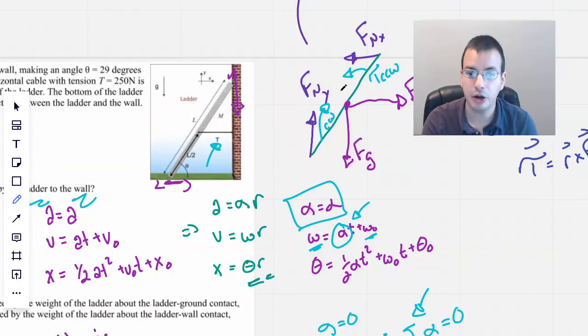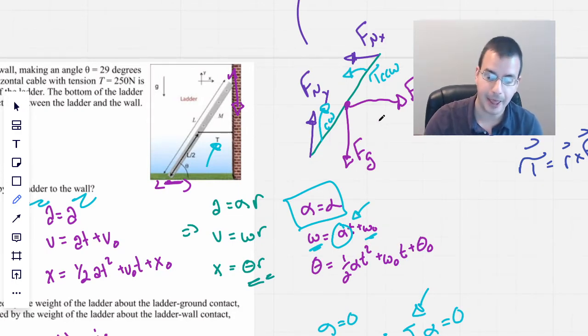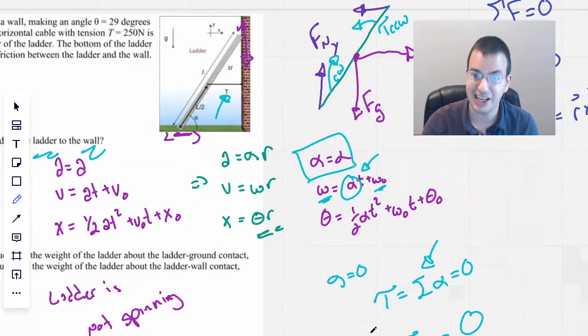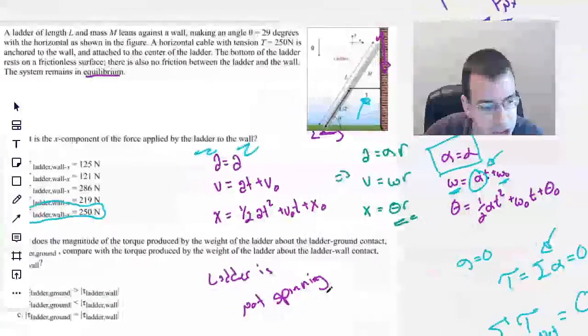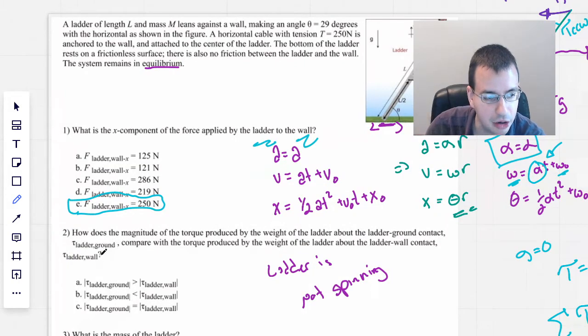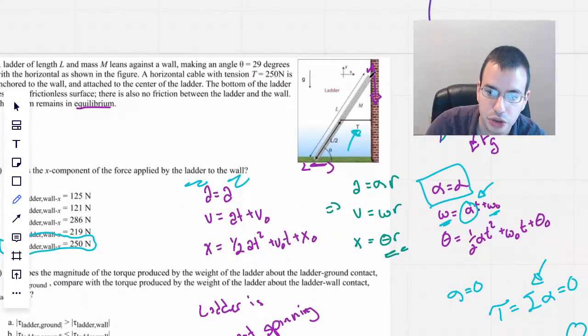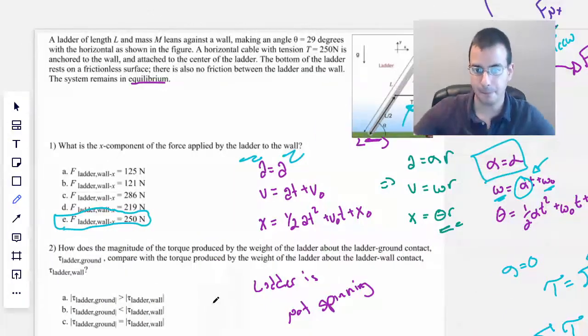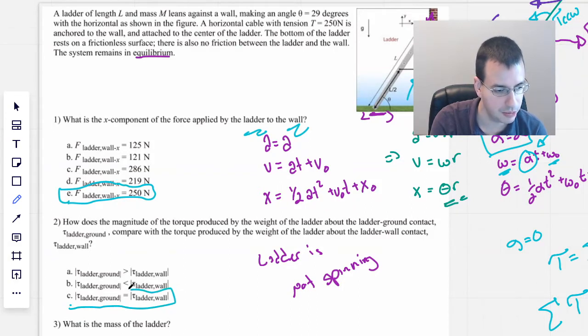So as we talked about up here, we're basically going to have two sets of torques. One clockwise, one counterclockwise, one due to gravity, one due to tension. And since we know that it's not spinning, these torques, when you add them together, have to sum up to 0. And so from this point, we can say that torque ladder ground, which I'm going to say is right here, and torque ladder wall, which is right up here, since they have to add up to 0, their magnitudes have to be equal. So it's going to be C.